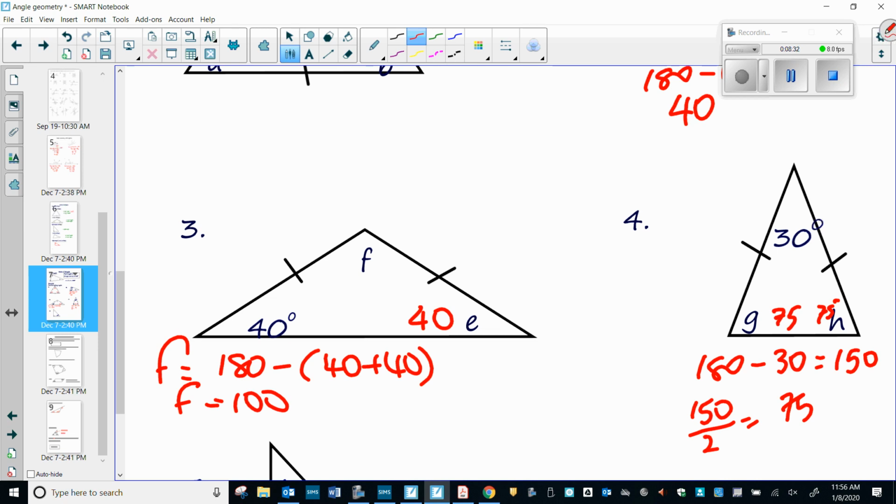So you do 180 minus 30 equals... We do 180 subtract 30. So we know the angles in a triangle add up to 180. We know this is 30, so that means the other two have to add up to 150.